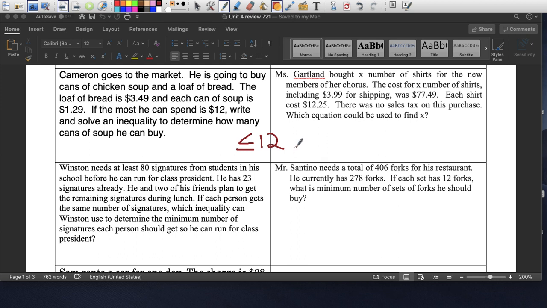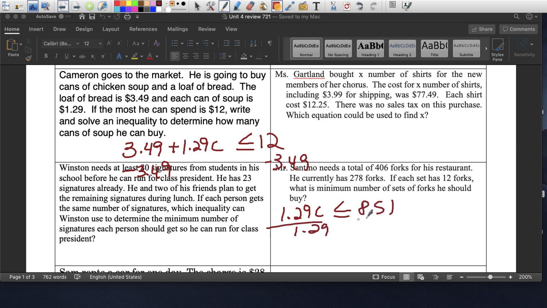Well, he's going to buy cans of soup and a loaf of bread. So he's going to buy one loaf of bread, and that's $3.49 plus 1.29 per can of soup, less than or equal to 12. Minus 3.49, minus 3.49, and 12 minus 3.49 is 8.51, so 1.29C is less or equal to 8.51. We're going to divide both sides by 1.29. 8.51 divided by 1.29 is going to give me 6.59. So the highest number of cans in the context of this story, without going over $12, has to be 6 or less. Okay.